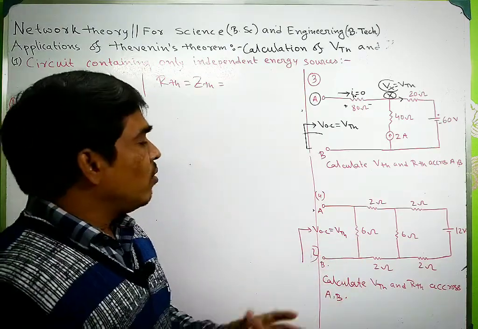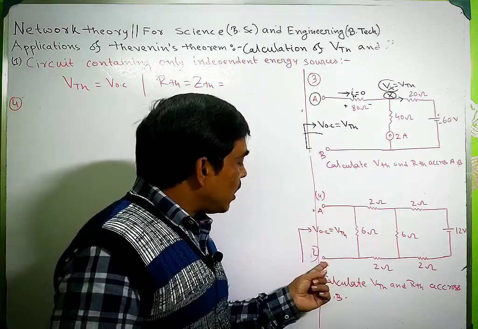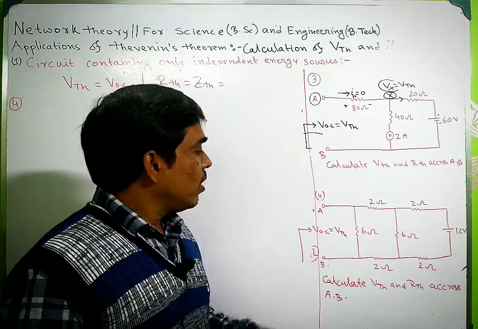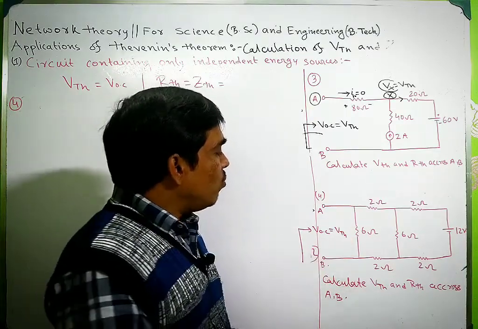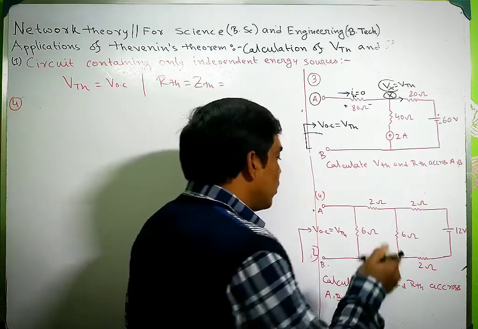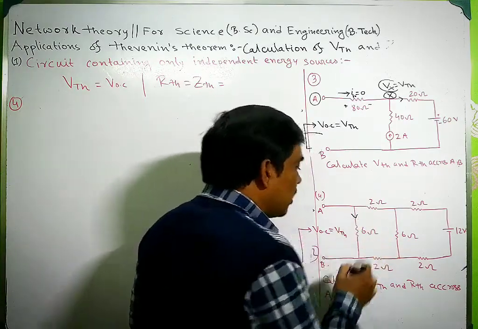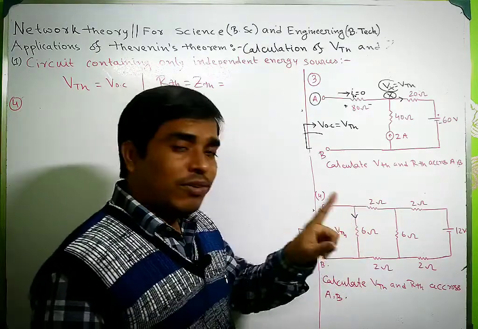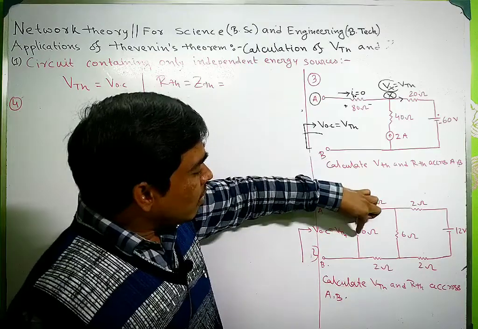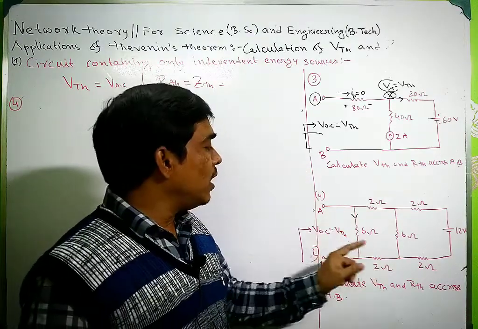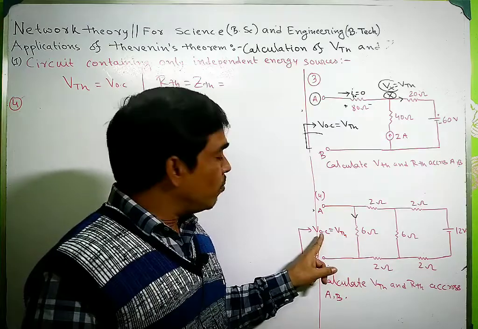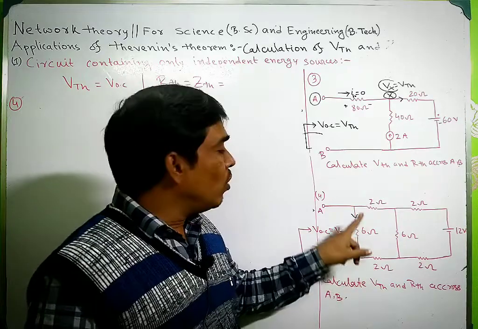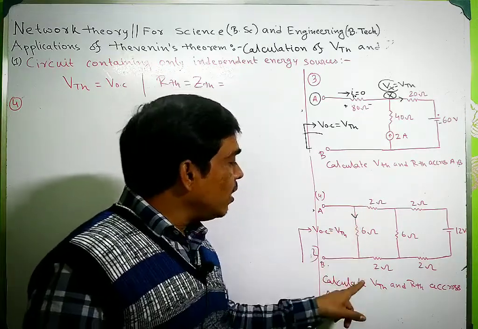If you want to calculate the open circuit voltage across this terminal AB, and that will be the VTH, in this case you have to calculate the current through this branch, that means the 6 ohm. If you are able to calculate the current through this 6 ohm resistance, then you will be able to calculate VOC equals the current through this branch multiplied by 6. So first of all you have to calculate the current through this branch.